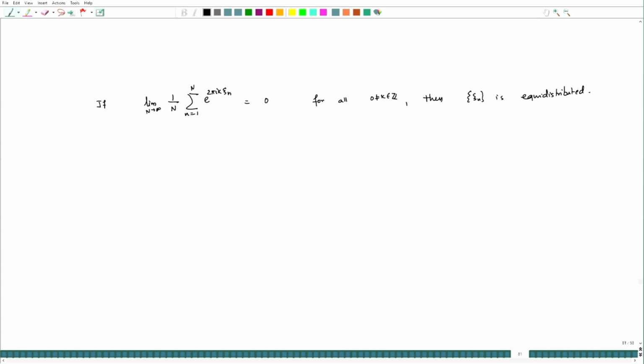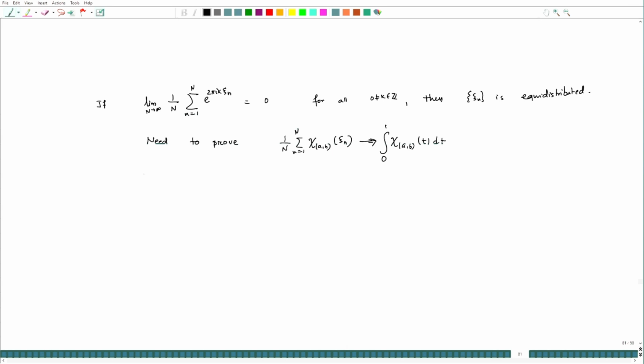In order to do that, to show something is equidistributed, we need to prove that 1 over n, summation n equal to 1 to n of chi of a b, for a subinterval a b in 0 1, goes to the integral from 0 to 1 of chi of a b of t dt. This is what we want to prove, and what have we achieved?